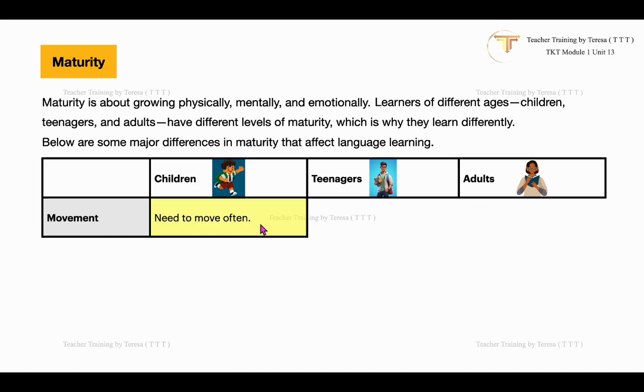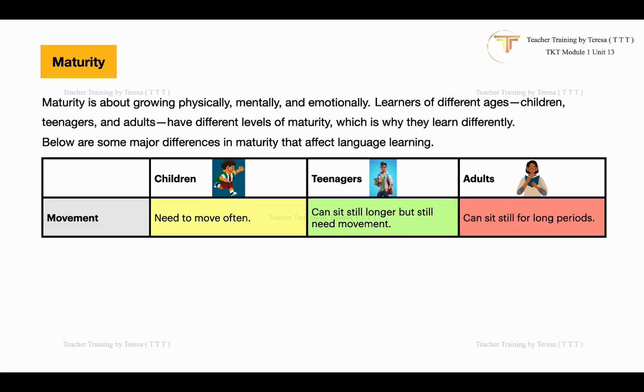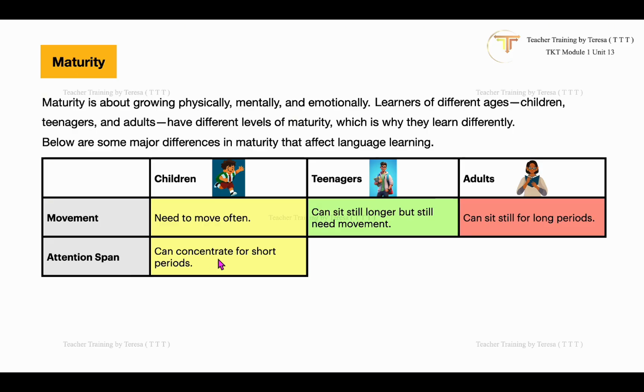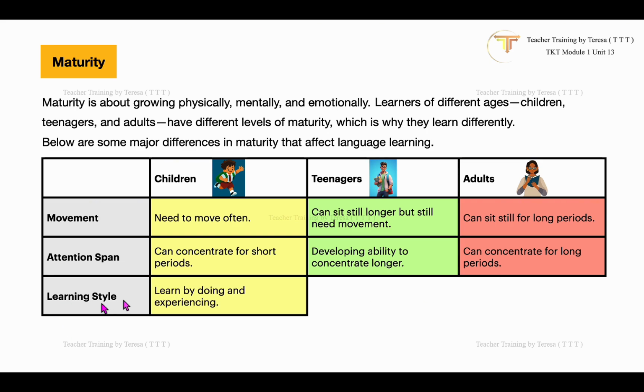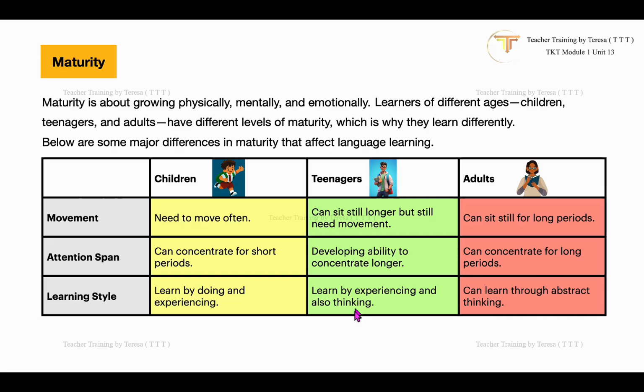Movement: children need to move often; teenagers can sit still longer, but still need movement; adults can sit still for long periods. Attention span: children can concentrate for short periods; teenagers have a developing ability to concentrate longer; adults can concentrate for long periods. Learning style: children learn by doing and experiencing; teenagers learn by experiencing, and also thinking; adults can learn through abstract thinking.